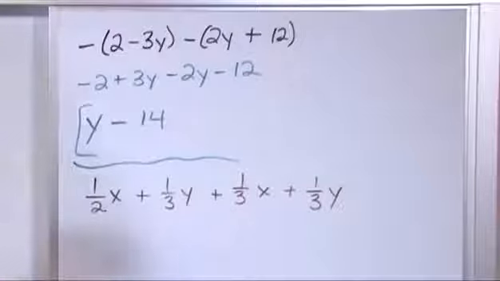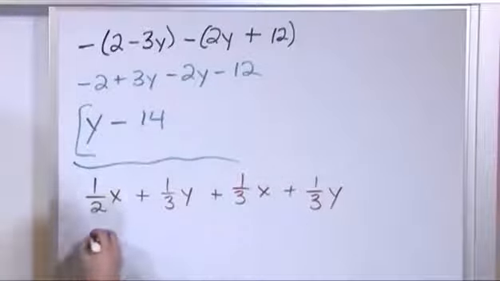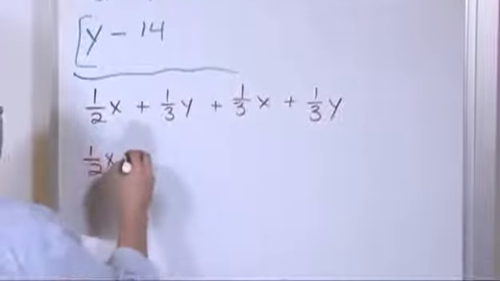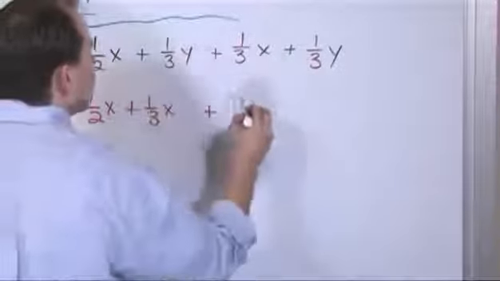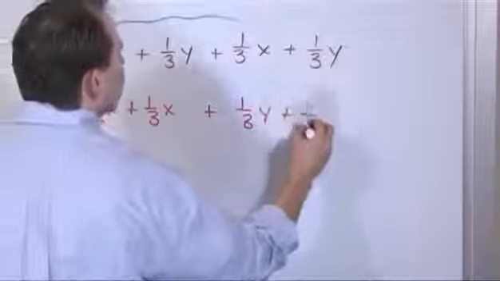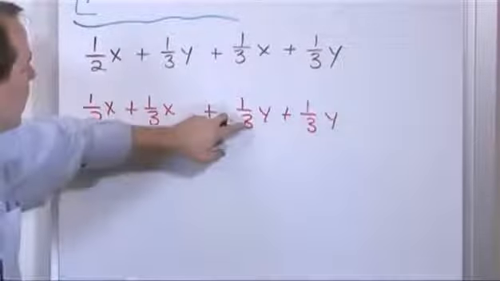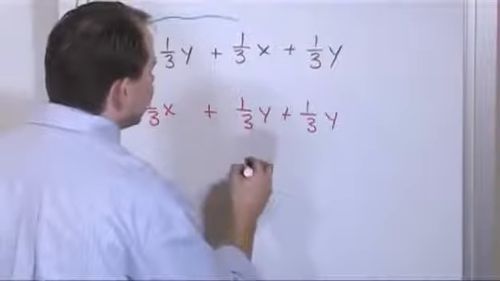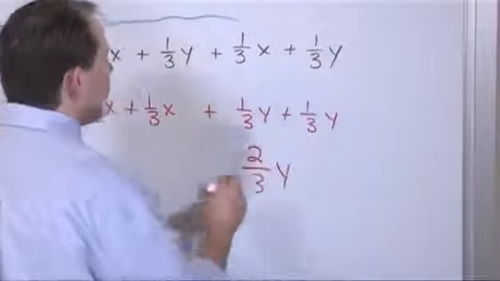So what you really have here is, you look for like terms like always. You have 1/2 x and 1/3 x, so those can be added together. Let me collect them together: 1/2 x plus 1/3 x, and then over here you're going to have 1/3 y plus 1/3 y. So really what you need to do is add these fractions together and add these fractions together. The y fractions are really simple because the denominator is already the same. So you have 1 plus 1 is 2, 2/3, and you just keep y along for the ride.